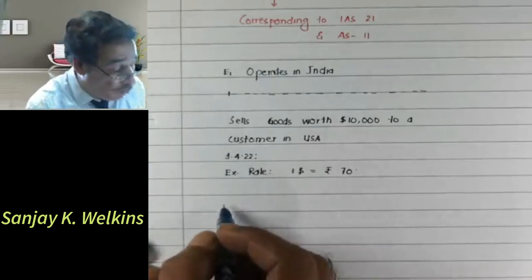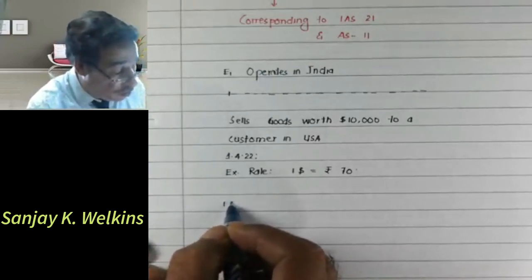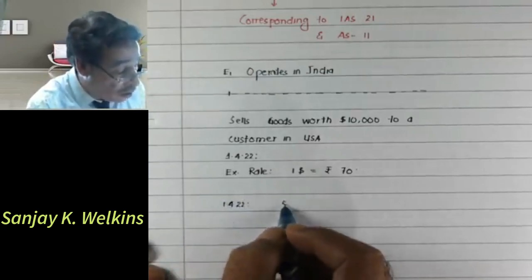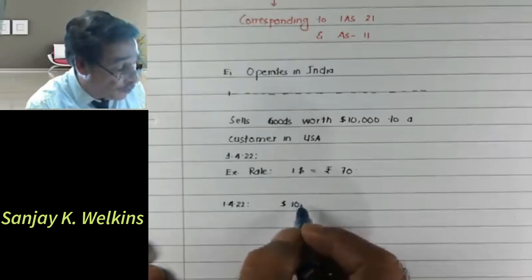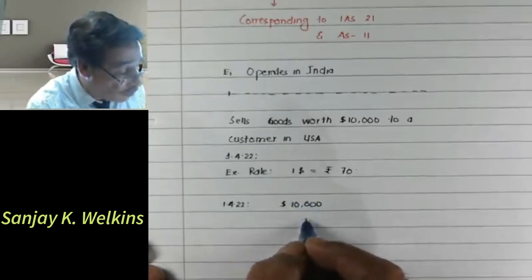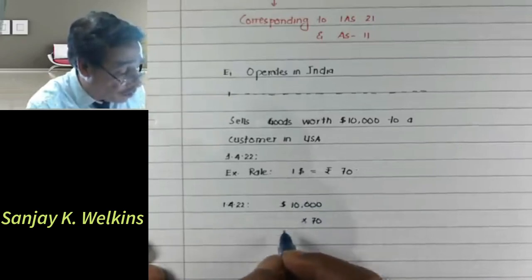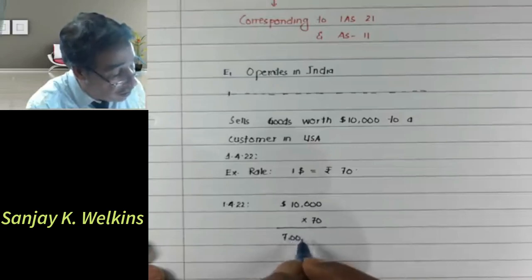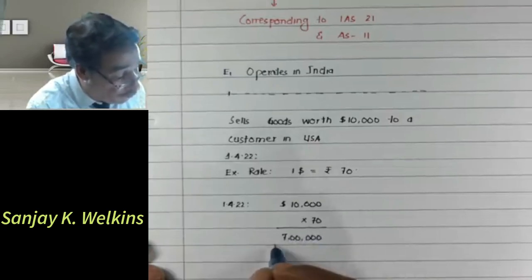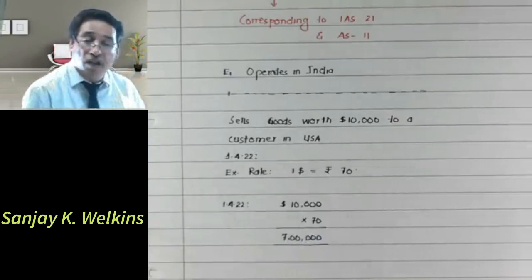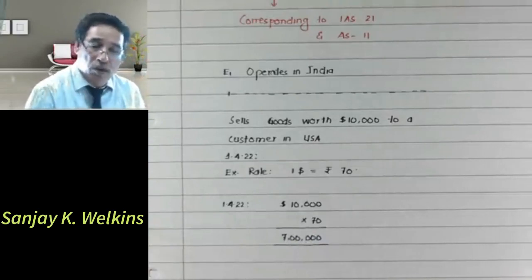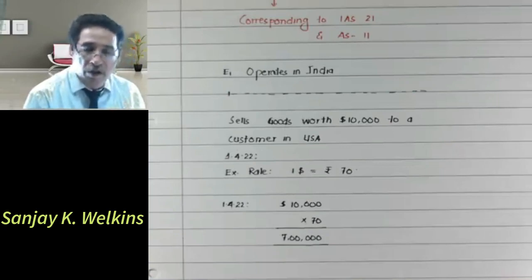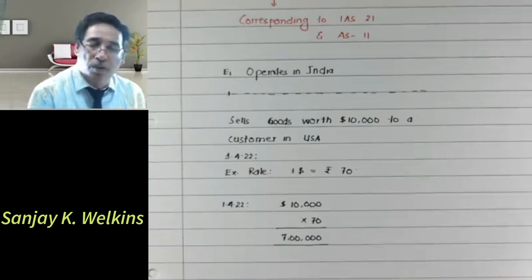Now, logically, on 1/4/2021, this transaction should be recorded like this. That is, $10,000 will be converted into the home currency, $10,000 into 70 as per AS 11. That means we shall record this transaction at ₹7 lakh. Foreign customer account debit to sales account. This would be my entry, correct? I have sold the goods to a foreign customer. Foreign customer account debit, or simply you can write debtors account debit if you do not want to write foreign customer, to sales account.